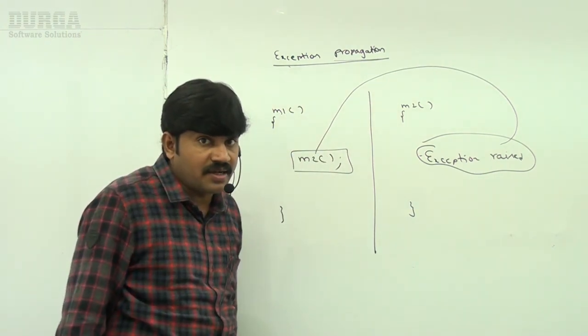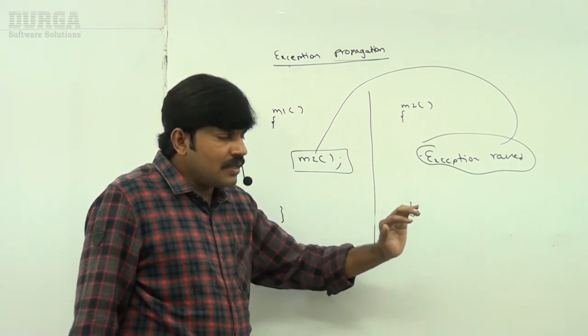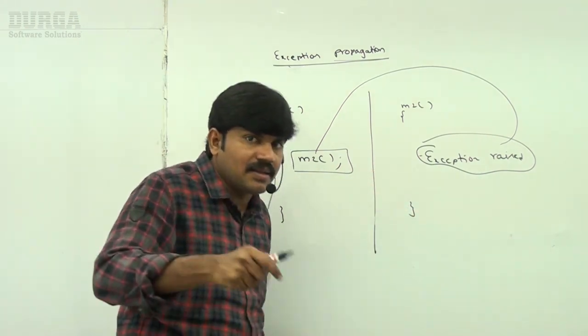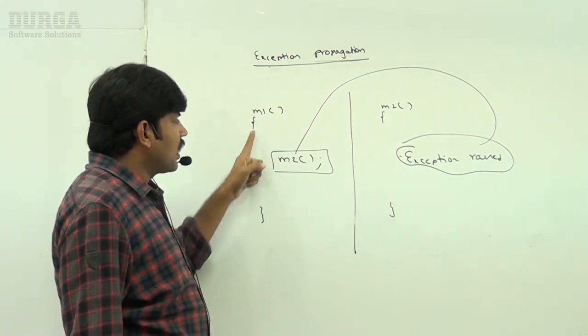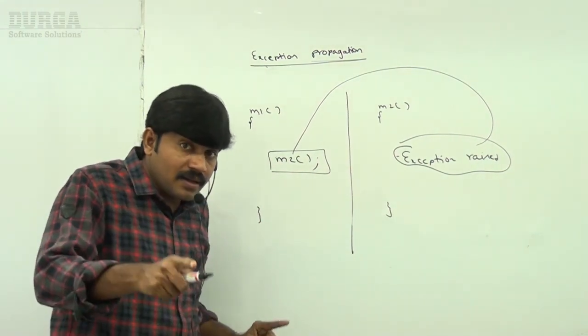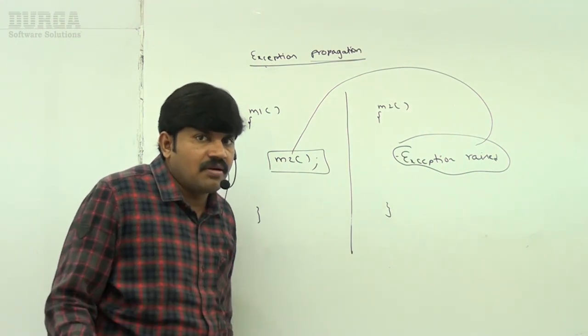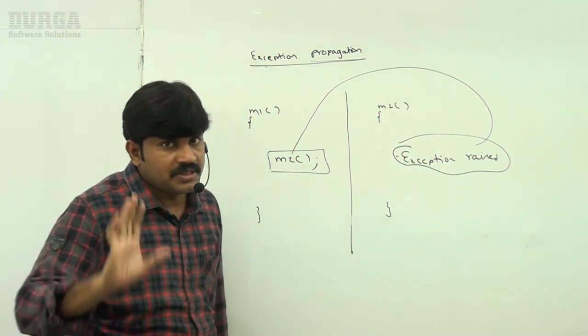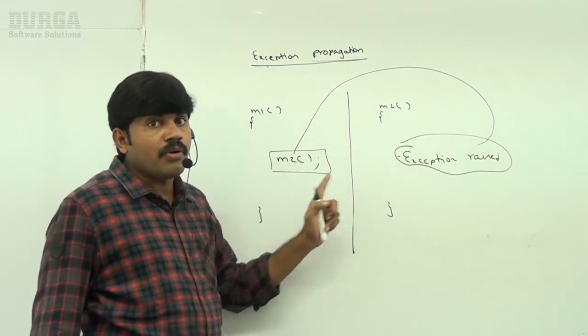Everyone can understand, right? Inside a method, if an exception is raised and we have not handled that exception, the exception will be propagated to the caller method. The caller is responsible to handle that exception. This is called exception propagation. Clear, right? It means propagating an exception from one method to another method.